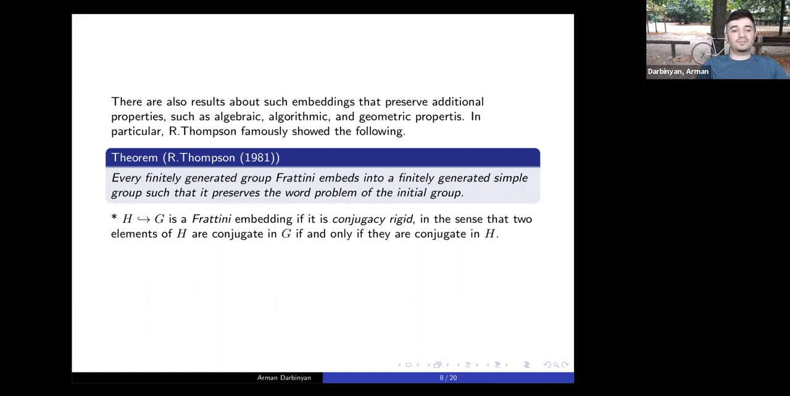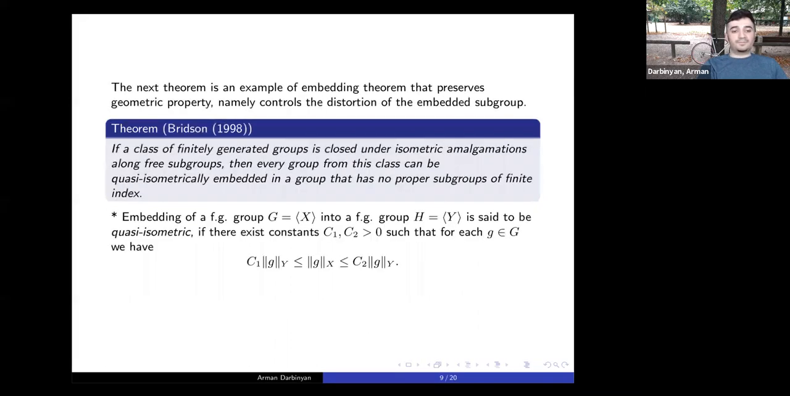However, this construction probably became famous among mathematicians because it introduced the famous Thompson's groups, which nowadays are probably among the most famous groups, right? Another embedding construction that also concentrates on additional properties was given by Brittenham, who was considering a class of finitely generated groups that is closed under some amalgamation property, namely amalgamation by free subgroups.